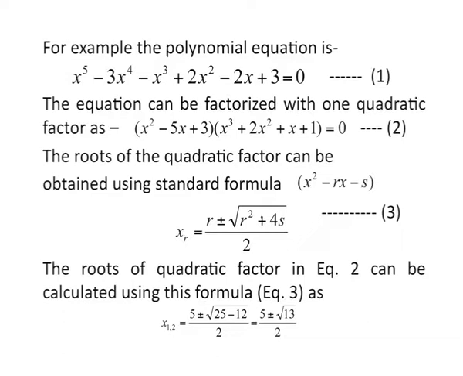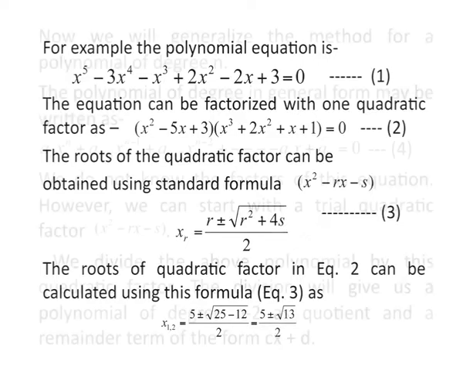The quadratic factor x square minus 5x plus 3 can be used to calculate the roots by using a standard formula. For quadratic factor x square minus r x minus s, the standard formula for roots is given in equation 3, where the roots are r plus minus under root r square plus 4s, divided by 2. So, if you use this formula for the quadratic factor in equation 2, you will get the two roots, which are 5 plus minus under root 13, divided by 2.